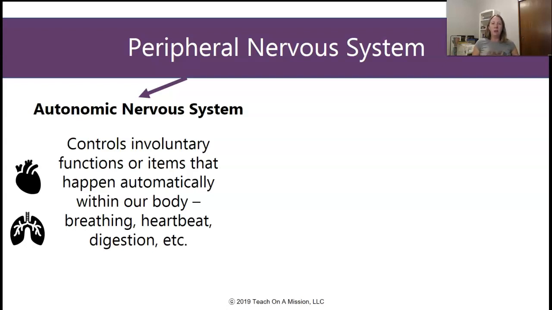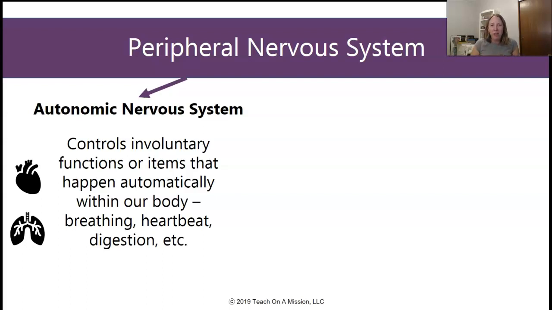First of all, the autonomic nervous system. This controls involuntary functions or items that happen automatically in our body. Things like breathing, heartbeat, digestion. You don't tell your heart, okay, it's time to pump now. It was pumping the minute you came out of the womb. In fact, it was pumping a lot earlier than that. And so your body does these things automatically to stay alive. And so we've got these symbols like the heart and the lungs right there to help us remember that these are the involuntary movements of your body or functions of your body.